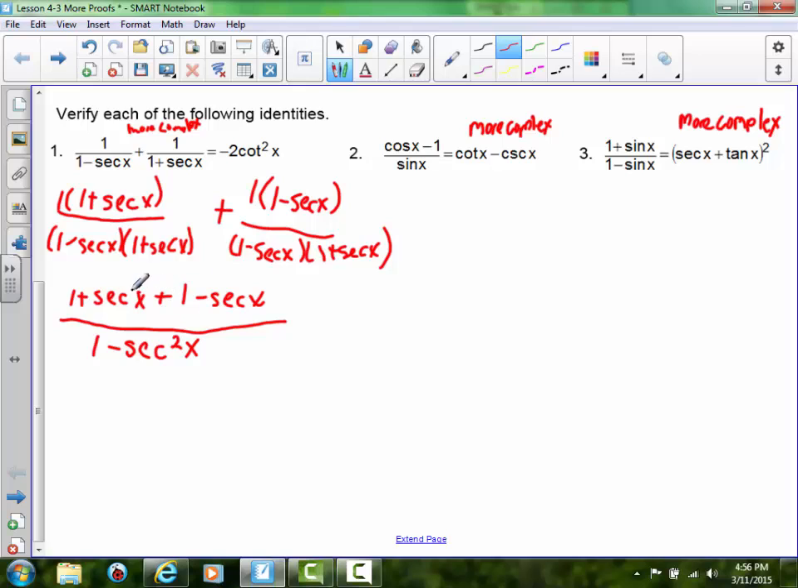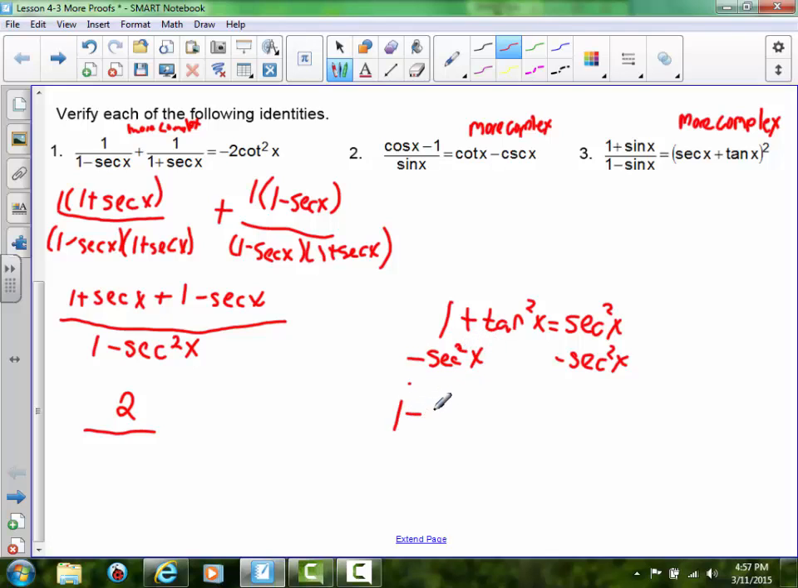Okay, so simplifying the top, secant take away secant is 0, 1 plus 1 is 2. 1 minus secant squared x, if you check your identities list, you'll see that 1 minus secant squared x is related to the tangent squared x. I'm just going to do a little work over here. Our identity is 1 plus tangent squared x equals secant squared x. Okay, so if I want it to be 1 minus secant squared x, I'm going to subtract the secant squared x. So I get 1, and also from the other side.